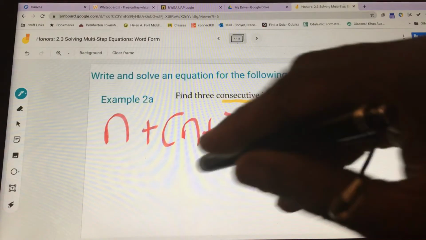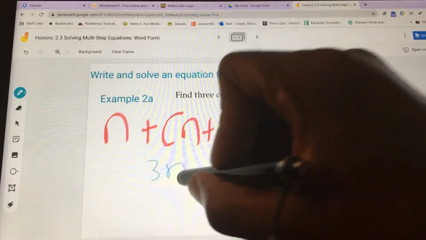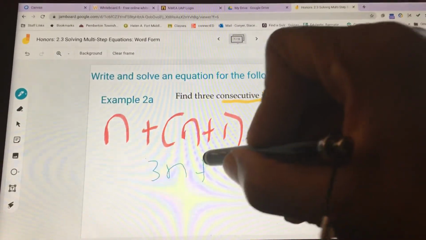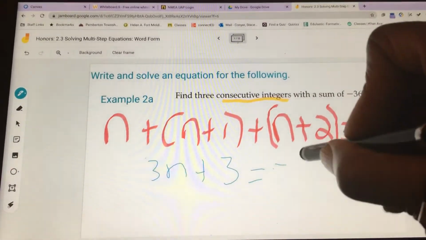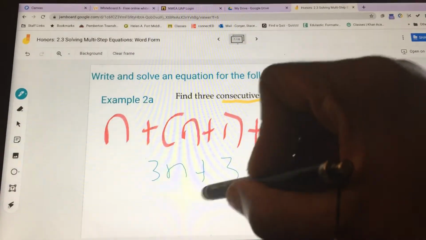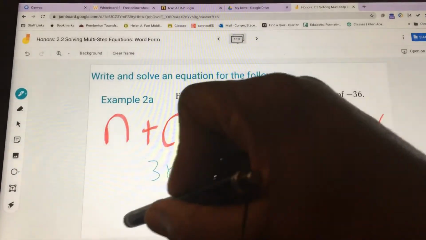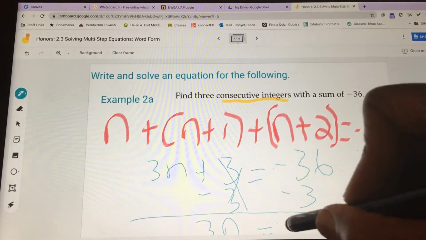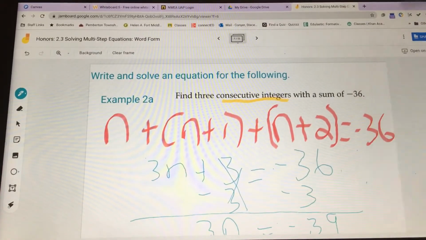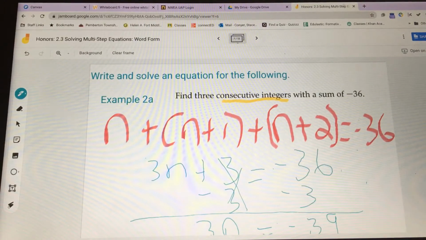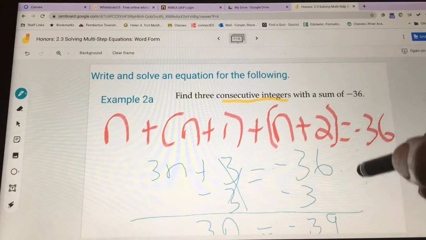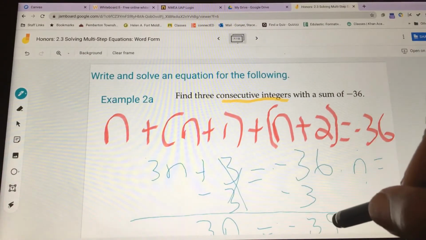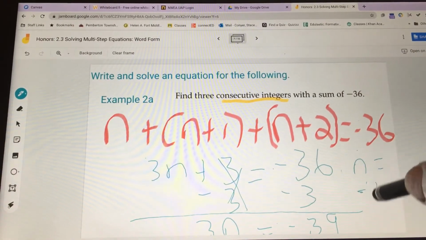So we have 3 n's here, 3n, and then we have 1 plus 2. We're combining our like terms, and that is 3n plus 3 equals negative 36. You subtract 3 from both sides of the equation, and now we have 3n equals negative 39. Then when you divide by 3, you will get n equals negative 13.